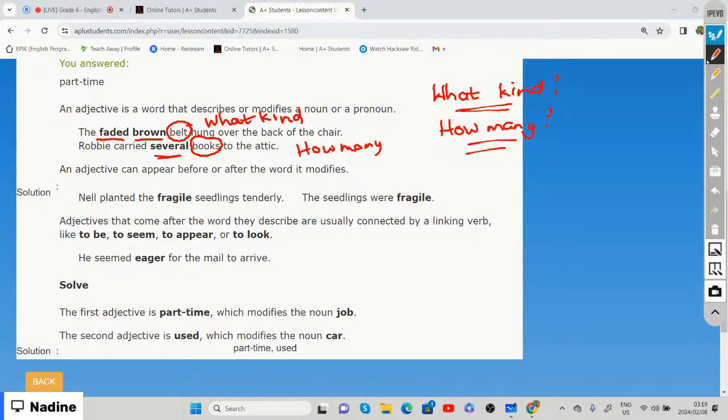All right. And an adjective can appear before or after the word that it modifies, right? For example, Neil planted the fragile seedlings tenderly. Meaning that the seedlings can be described as being fragile, and that word is in front of the noun. Or you can have it after the noun, which is: the seedlings were fragile. But as you can see, the sentence and the wording has changed.